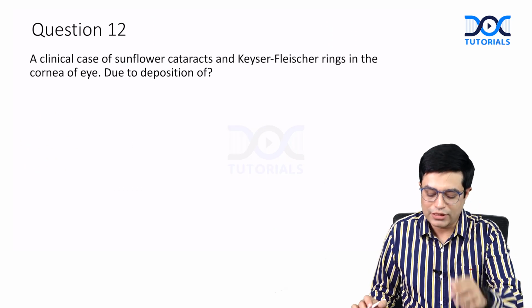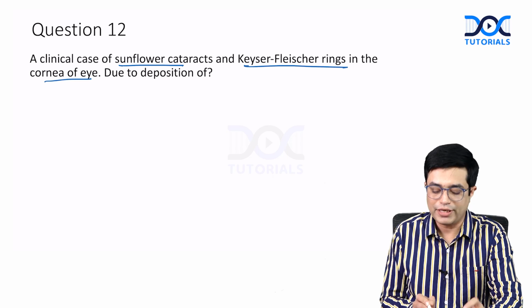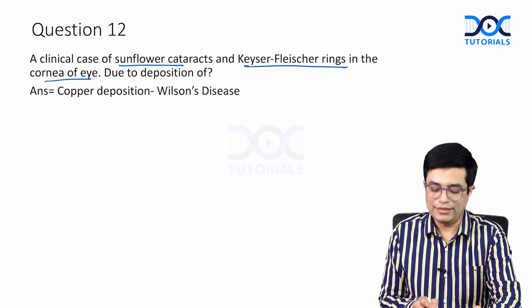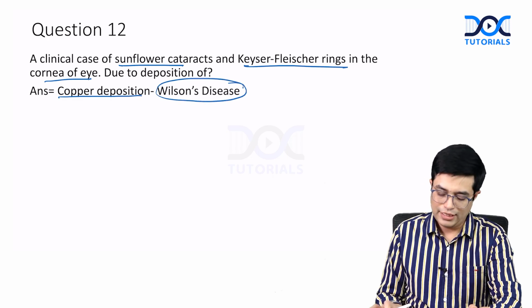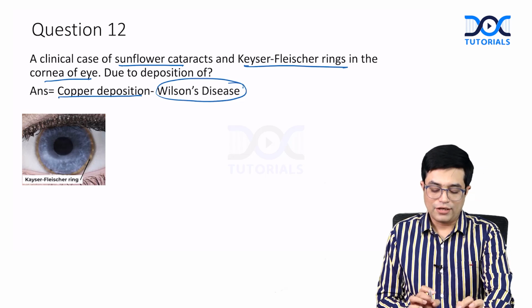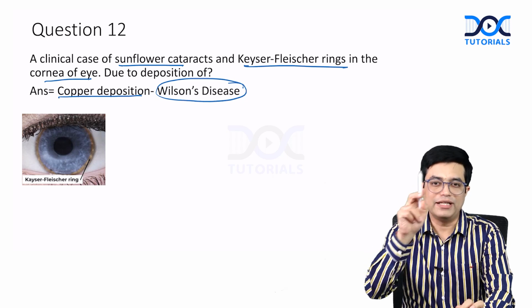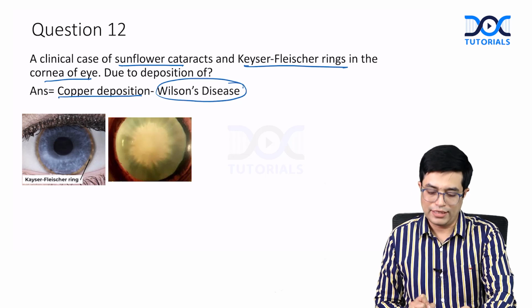Question number 12, there was a clinical case of sunflower cataract and Kayser-Fleischer rings in the cornea of the eye, which occurs due to deposition of which mineral? Yes, it is due to excess copper deposition. The disease underlying is Wilson's disease. So, this is the Kayser-Fleischer ring. You can see there is copper golden brown deposition as a ring-like structure in the Descemet's membrane of the cornea, and this is the so-called sunflower cataract.